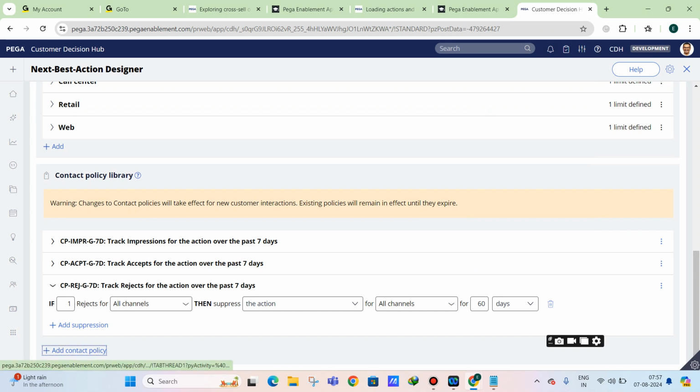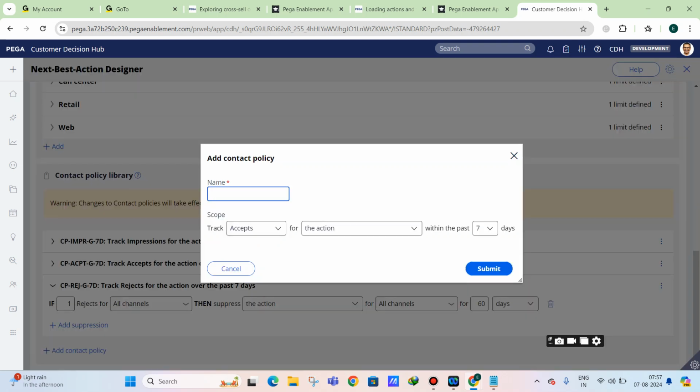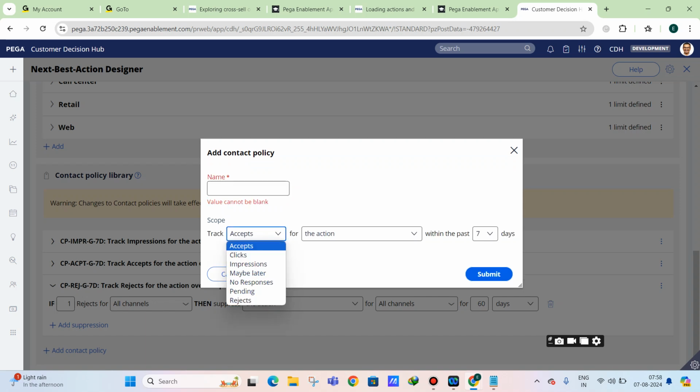Same way we have the add contact policy. So we have to add the contact policy in order to suppress the rules. The advantage here is we can avoid overexposure of the actions, right? That means even if the customer has accepted the offer, the customer has rejected the offer, or the customer has said maybe later and no response.